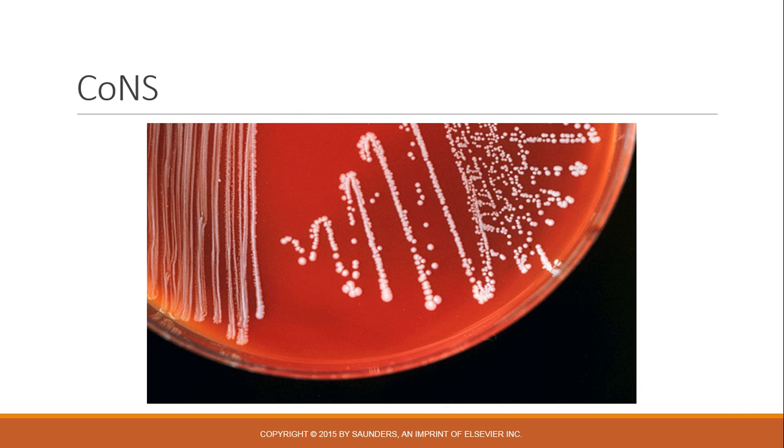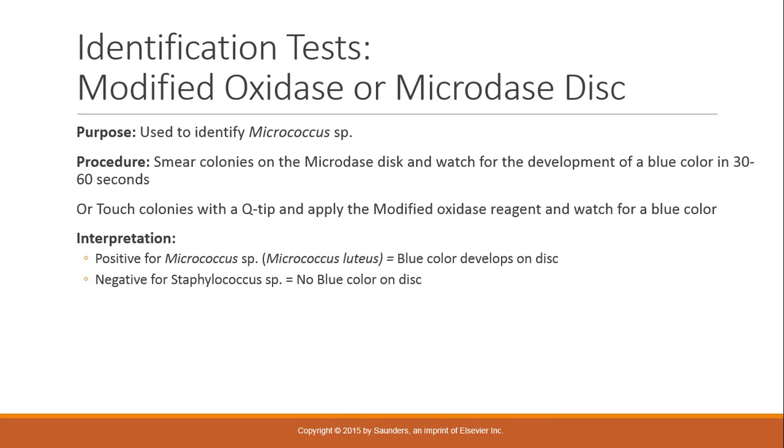Here's coag-negative staph, or your Staph epidermidis, or Staph saprophyticus. Anything usually other than Staph aureus is white, opaque. It's not hemolytic. So we just group it as coag-negative staph.